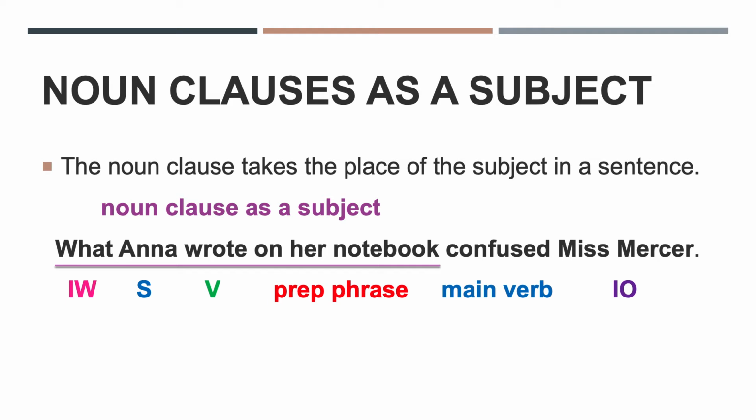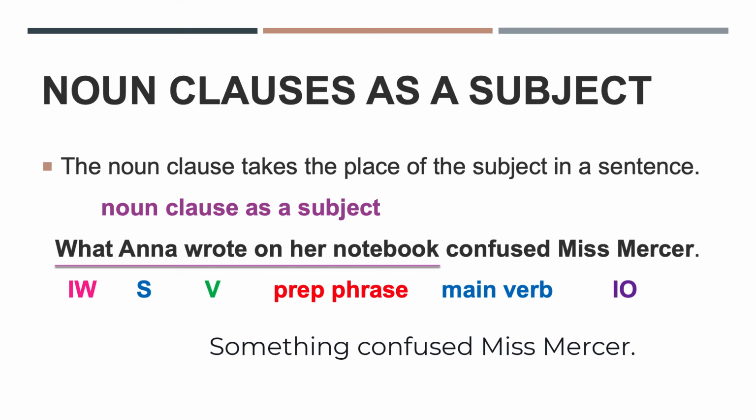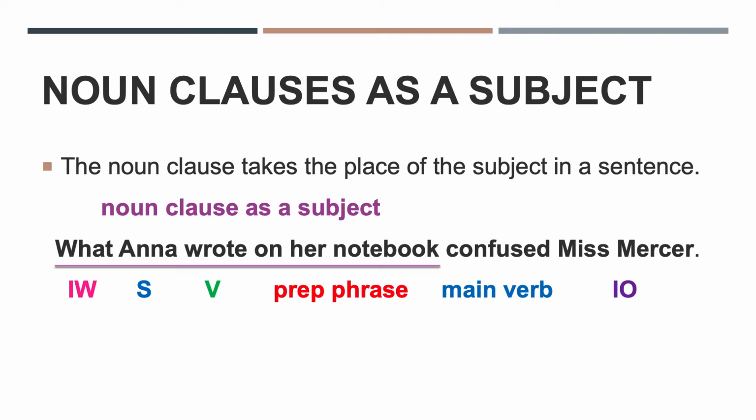Now, all of this, what Anna wrote on her notebook, could be replaced by the word something. And this simply means that if you can replace this with something, it's a good indication that it is a noun clause, because it would still make sense. Something confused Miss Mercer. What confused Miss Mercer? What Anna wrote on her notebook.